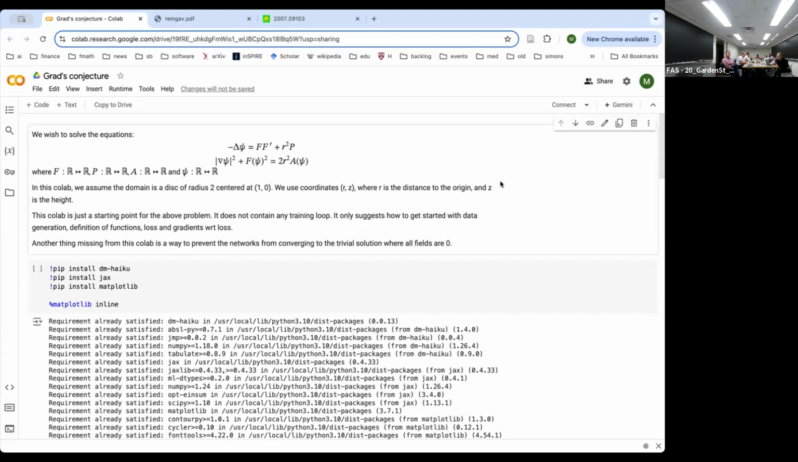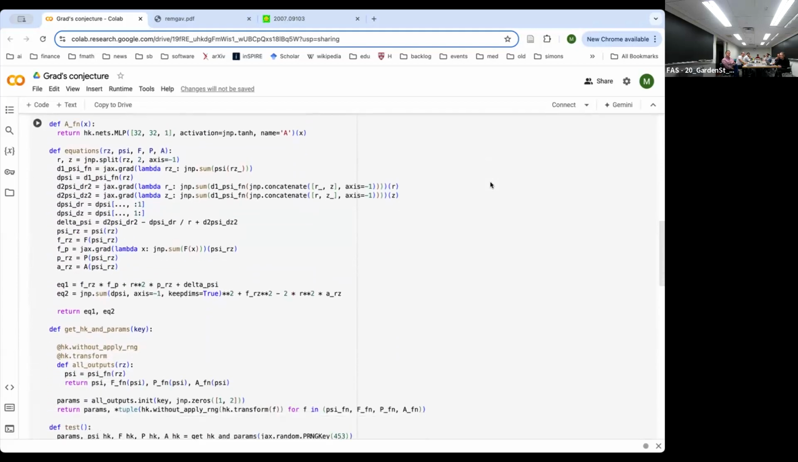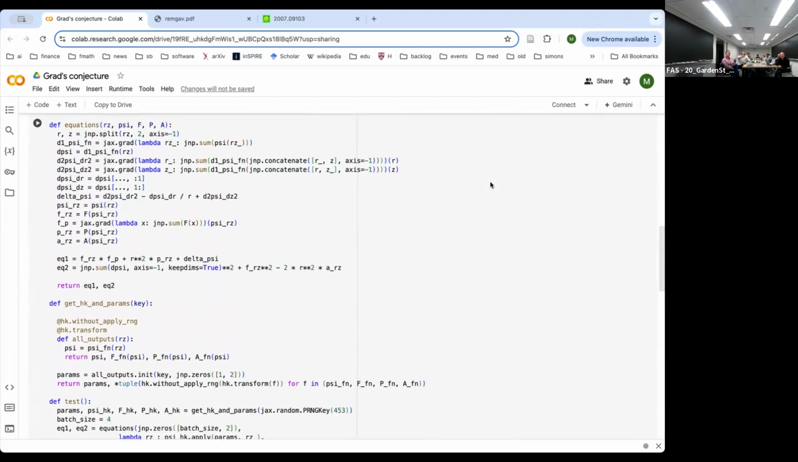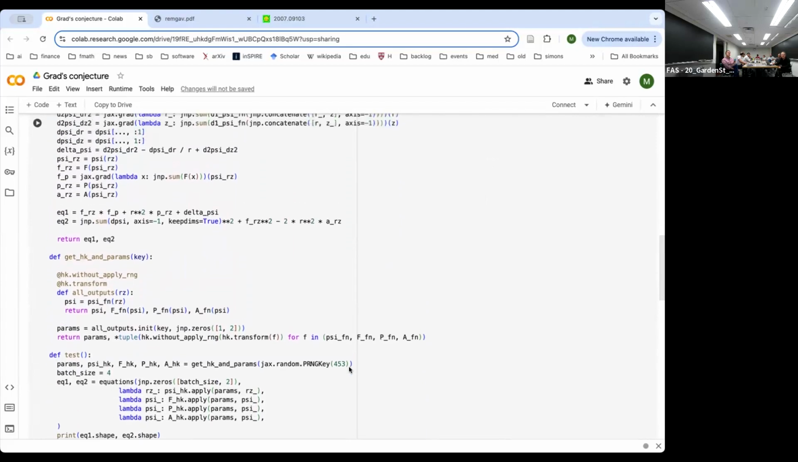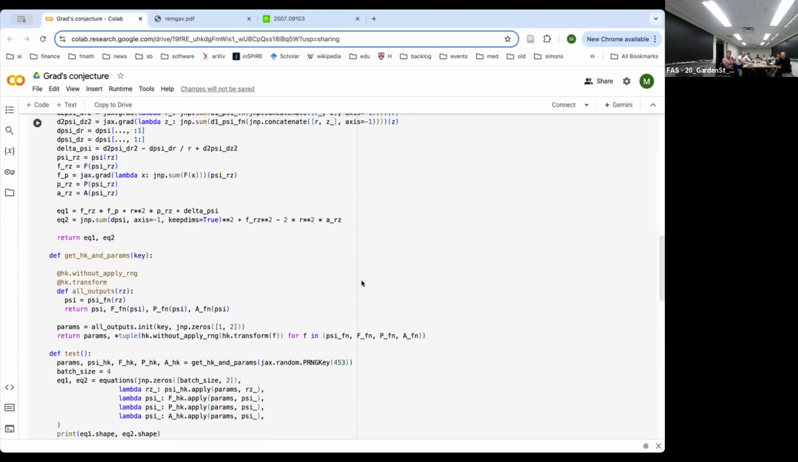Okay, good. Yeah. If you go down a little bit, these are the definitions of all of the fields. You have the definition of the equation here, and then there's the function get_hk_param. This is something that gives you all of the fields. I don't know if anybody knows Haiku. This is JAX, and I assume that JAX is fairly standard. This is using Haiku. I guess the modern way is mostly Flax. I don't know what you guys use when you write. Flax. Yeah, Flax is more modern. I mean, you should use Flax rather than Haiku.